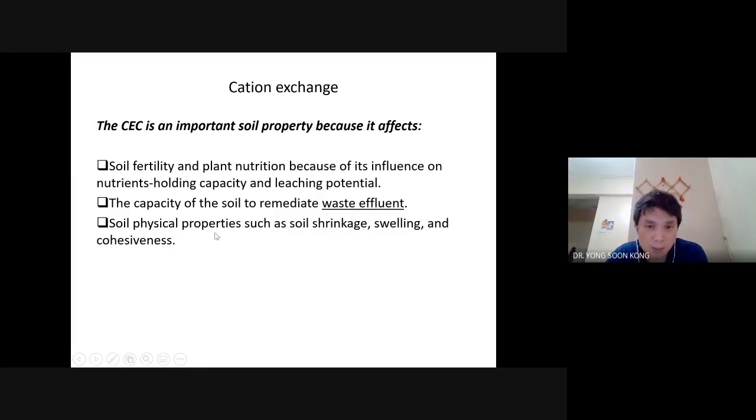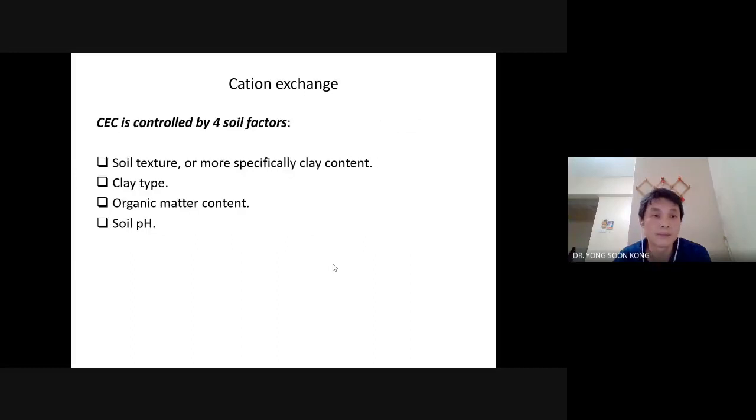Okay, soil physical properties such as soil shrinkage, swelling, and cohesiveness. Well, those are also parameters or behaviors that might be exerted due to the content of clay. As you know, clay can shrink as well, based on the water content.